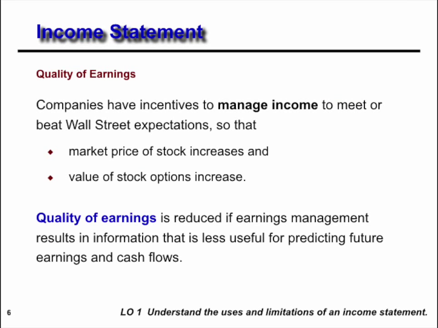Quality of earnings. Companies have incentives to manage income to meet or beat Wall Street expectations so that the market price of the stock increases and the value of the stock options increases. Quality of earnings is reduced if the earnings management results in information that is less useful for predicting future earnings and cash flows.